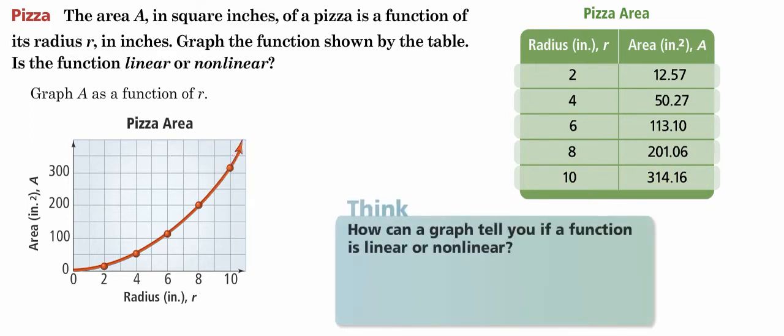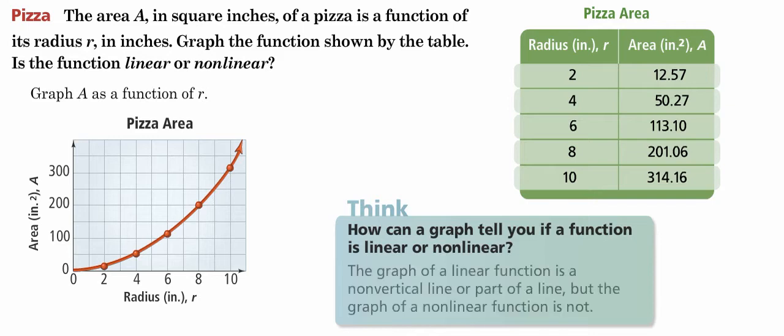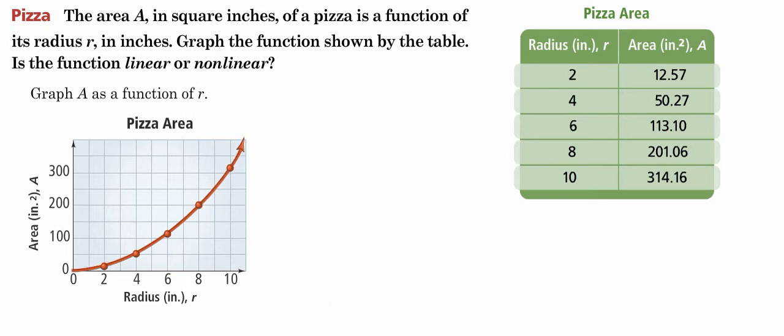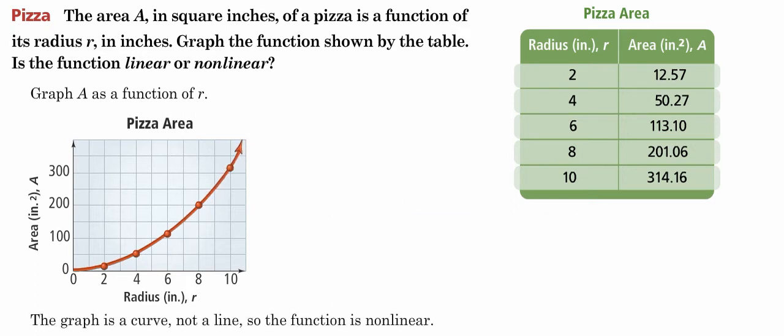How can a graph tell you if a function is linear or nonlinear? The graph of a linear function is a non-vertical line or part of a line, but the graph of a nonlinear function is not. The graph is a curve, not a line, so the function is nonlinear.